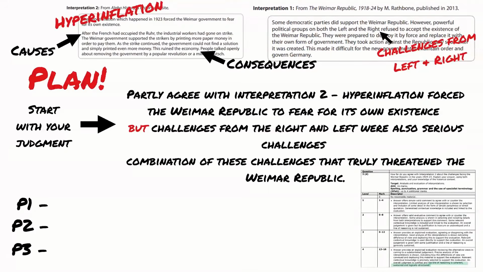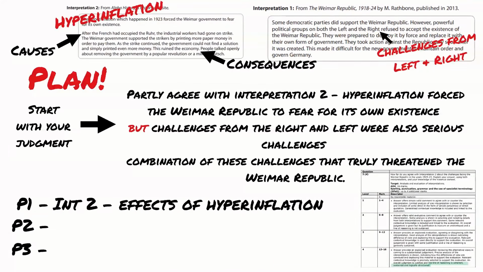So I can easily turn this into 3 paragraphs. Paragraph 1 is going to be about the consequences of the hyperinflation, because the focus of my question is the challenges faced by the Weimar Republic.